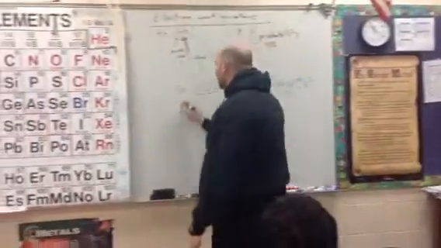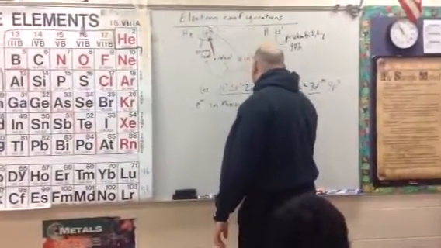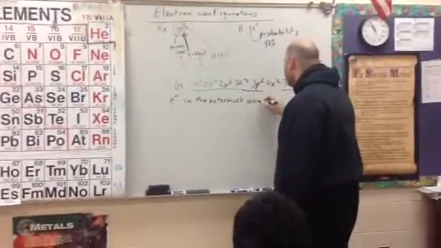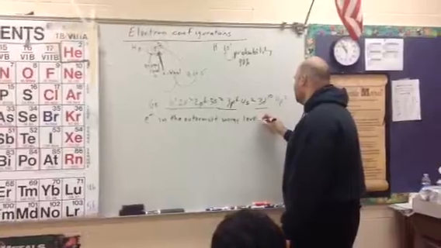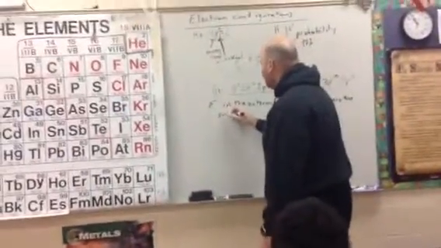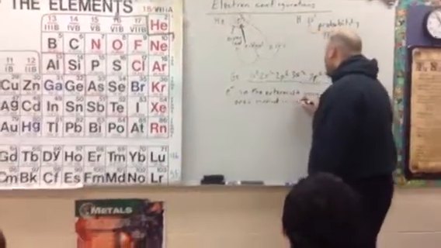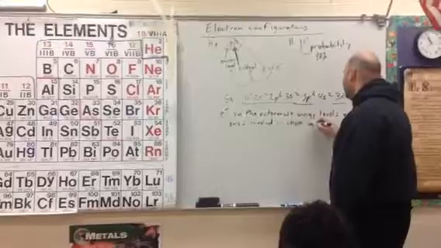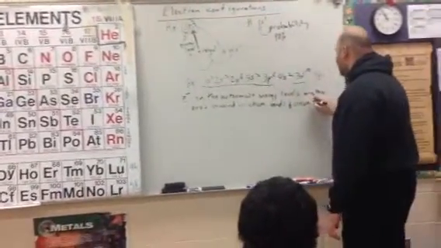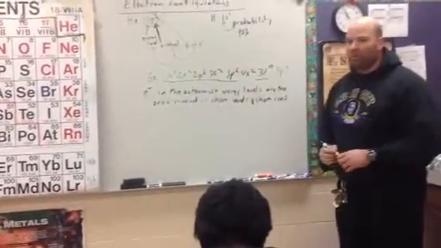So let's write that down. Electrons in the outermost energy level are the ones involved in chemical bonds and chemical reactions. So basically those are the important ones.